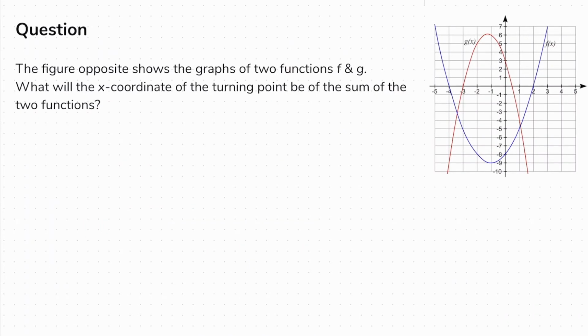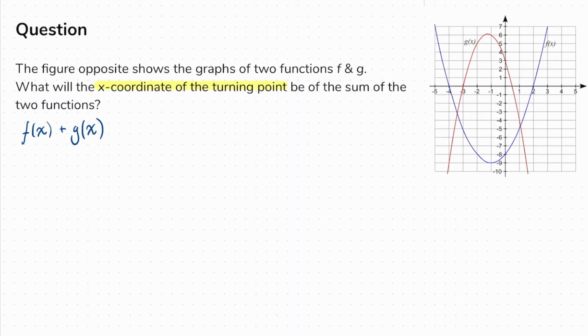Now, this next question is asking us something about 2 different functions. Specifically, what happens when we sum them together? Right, so we're going to get f of x plus g of x. And it wants us to find the x coordinate of the turning point. Okay, so what do I need for that? Well, I need to know what f of x is and what g of x is.